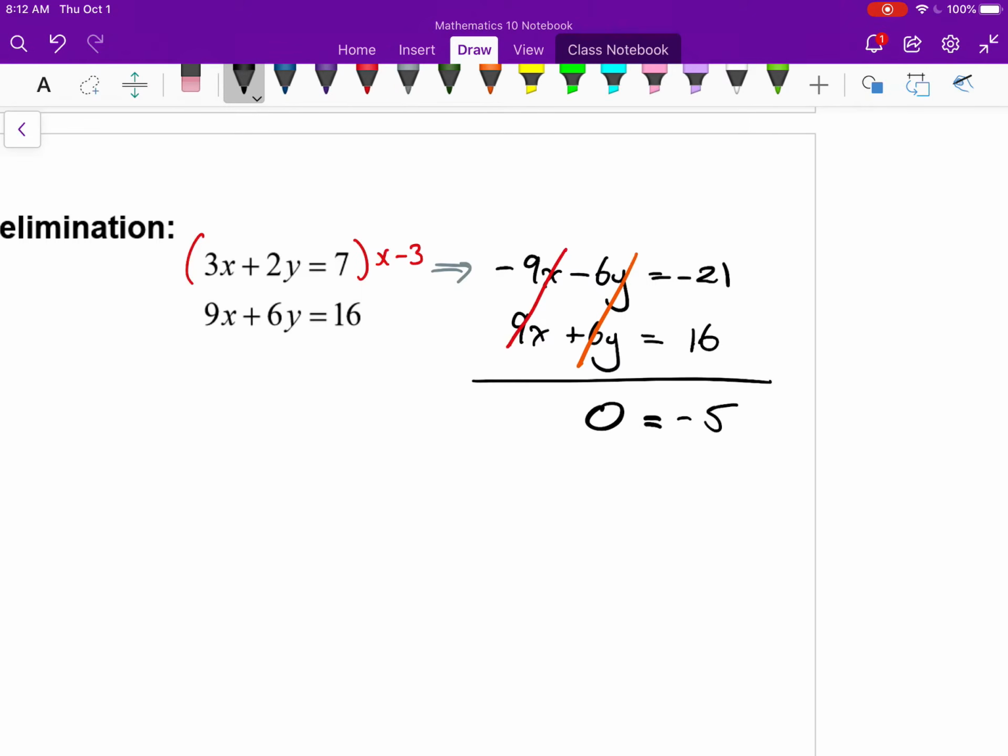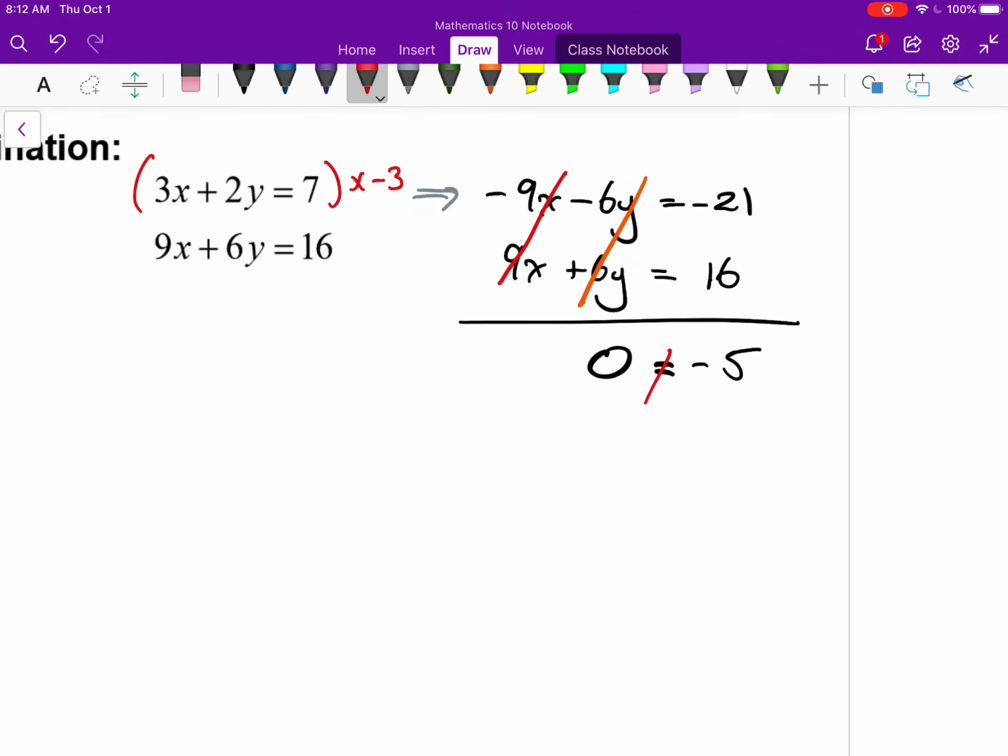And I end up with this strange statement. I'm saying that 0 is equal to negative 5. No, it's not. 0 is not the same as negative 5. So what does this mean? This means one of two things. It could mean I made a mistake. I didn't do much work here. Double-checked my steps. I've multiplied everything properly. So if I haven't made a mistake, what does this mean? This means this system has no solutions.